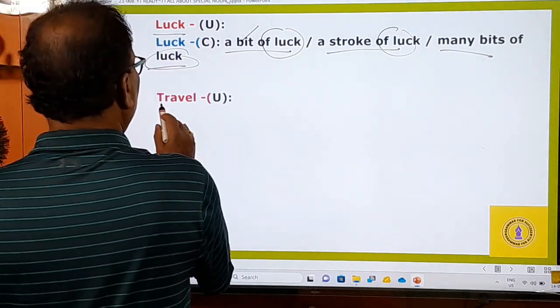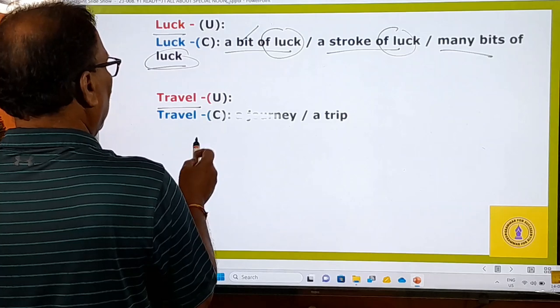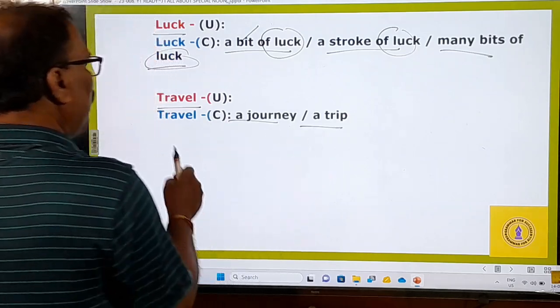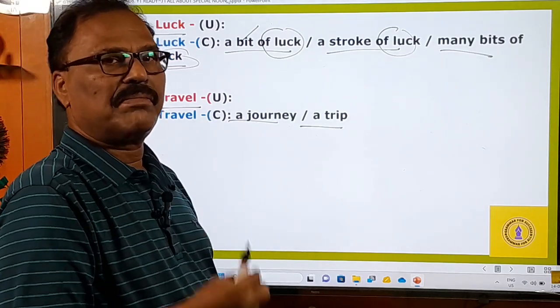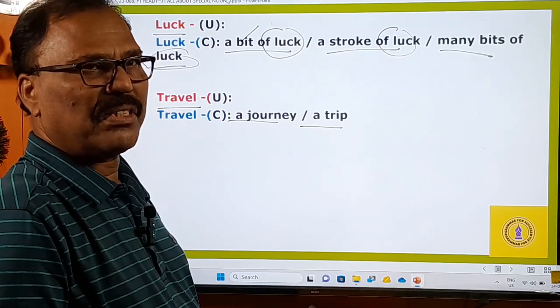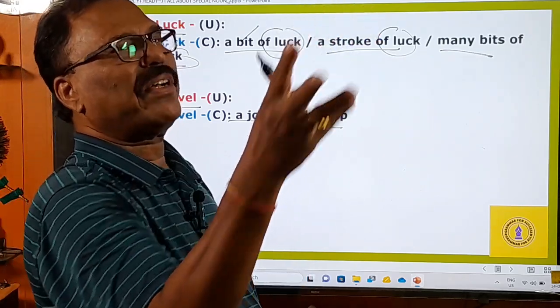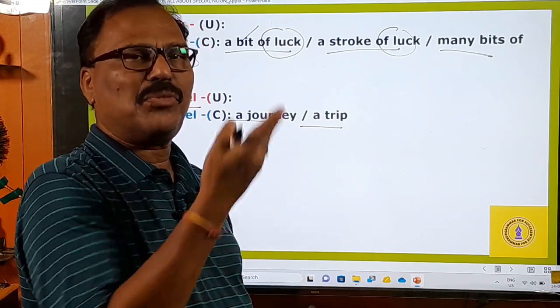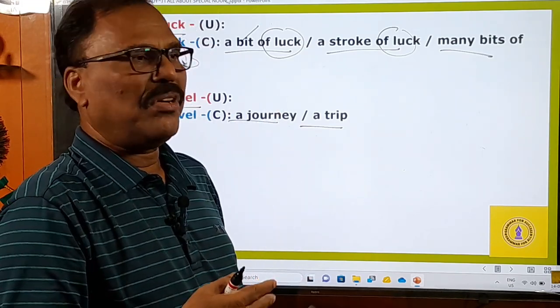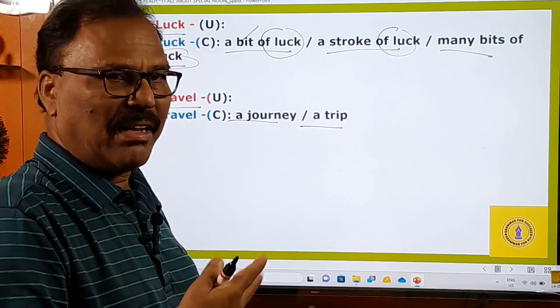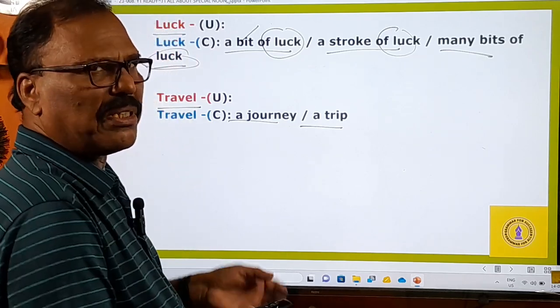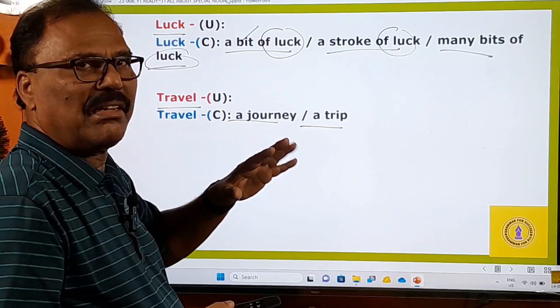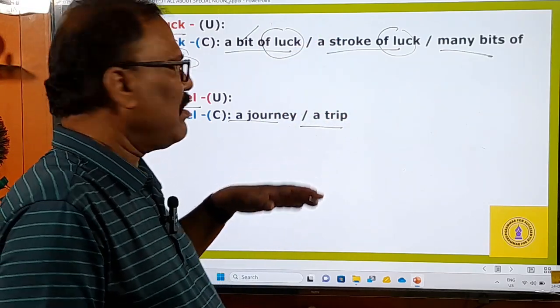And then comes travel. Travel, a journey, a trip. People say travels. People say so many things. Even people say furnitures. They use it because they do not know this rule, they do not have this grammar idea. That's why they might use it, but that is okay. In general life, it's okay. People say travels.